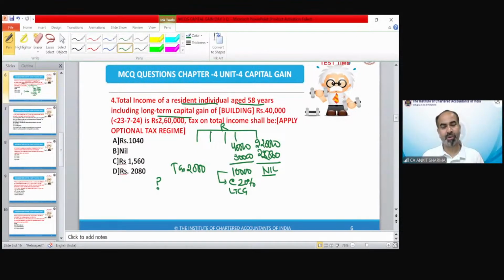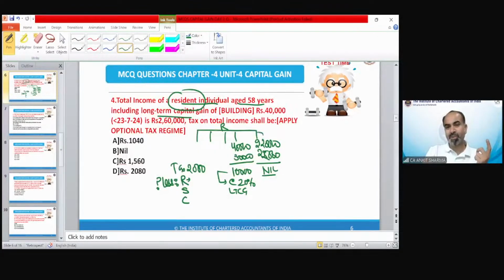Kirti is saying 2080. Correct. Ishan, you have made a mistake. I have told you multiple times, students, it's a resident individual. Whenever there is tax, kindly follow this rule: rebate, surcharge, cess. In this case, rebate is applicable up to 12,500 rupees.